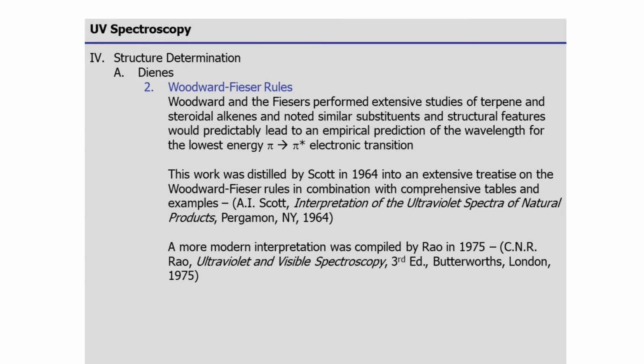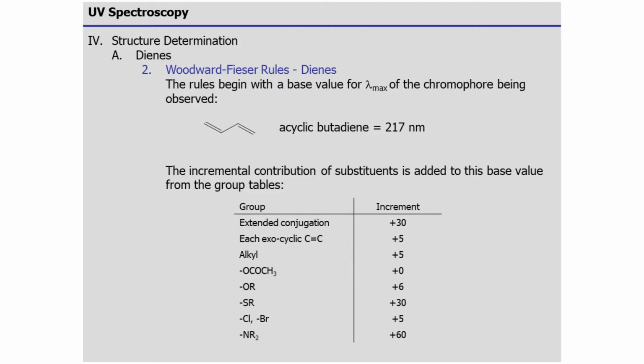Woodward and Fieser conducted extensive studies on terpenes and steroids, leading to the development of rules for predicting electronic transitions. These rules were later distilled and expanded by Scott and Rao. The Woodward-Fieser rules for dienes start with a base value of 217 nanometers for acyclic butadiene. Incremental contributions from substituents are added to this base value to determine the final lambda max.